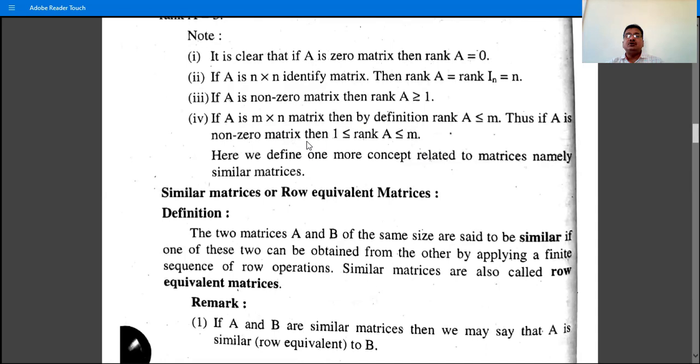If A is a non-zero matrix, then the rank of A is less than or equal to m and greater than or equal to 1. That is, the rank of any matrix is less than or equal to the number of rows in that matrix, and is greater than or equal to 1 if the matrix is a non-zero matrix.